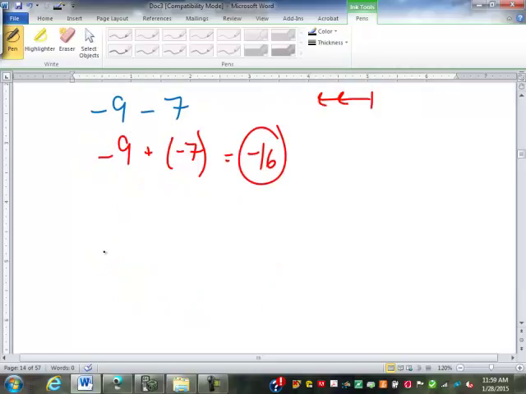We might have 8 minus a negative 6. Now this is the one that most people usually find the most confusing. 8 minus a negative 6, we have to change that to plus the opposite. Well, plus the opposite of negative 6 is positive 6. So 8 minus a negative 6 becomes 8 plus 6, or 14.